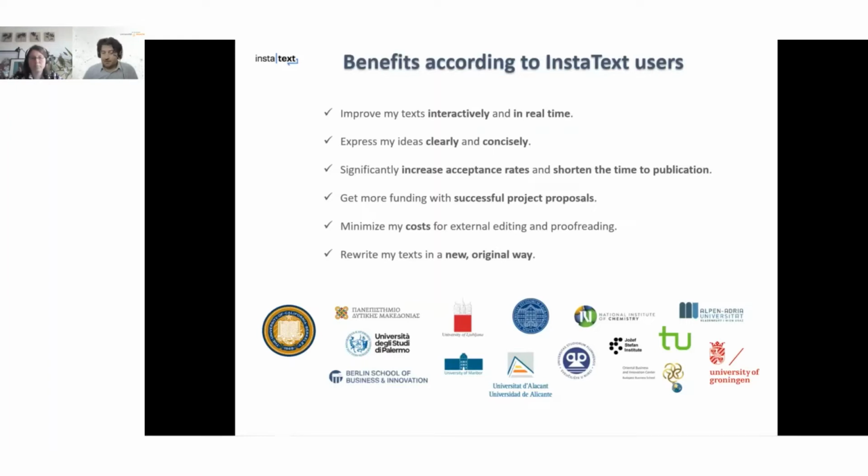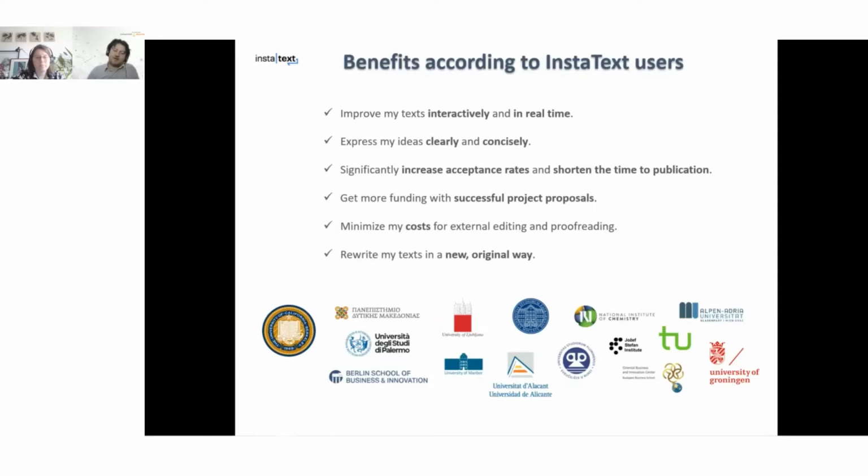At institutes, they use it a lot for writing project proposals, of course, also the faculties. I told you about minimizing the costs. It happened that entire institutions shifted the budgets for external proofreading to the tool and still saved a lot of money. But it's also interesting that people found out that they can rewrite the text in a new and original way. So we had a story on the National Institute of Chemistry.